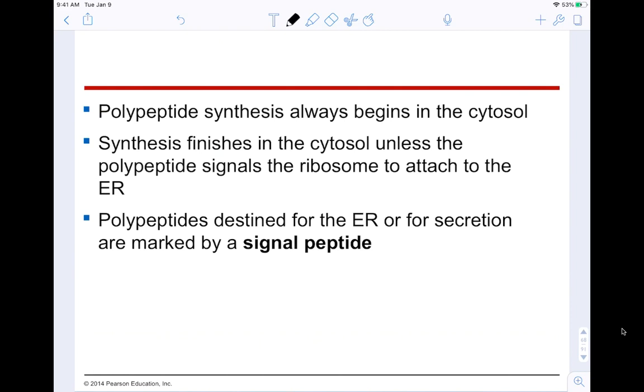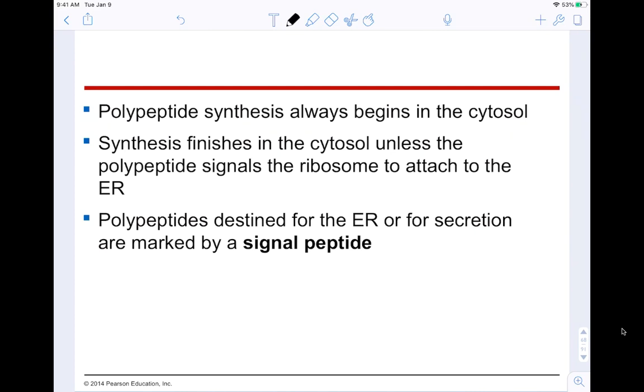So protein synthesis always begins in the cytosol. Synthesis finishes in the cytosol unless the polypeptide signals the ribosome to attach to the ER. So that's how it becomes bound, right? That signal tells it to go become bound.